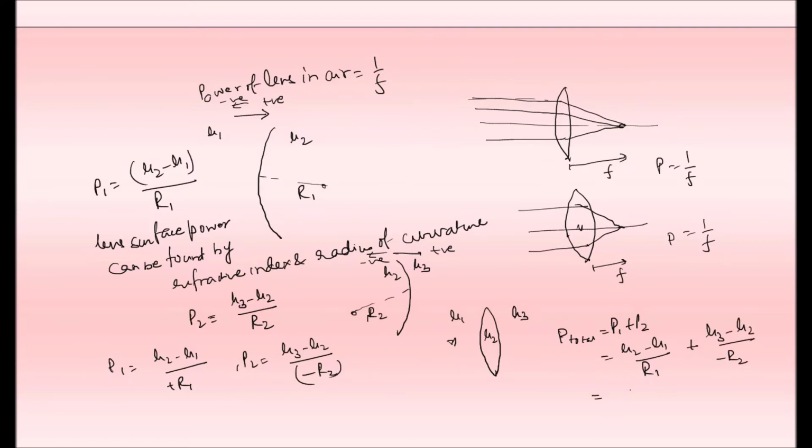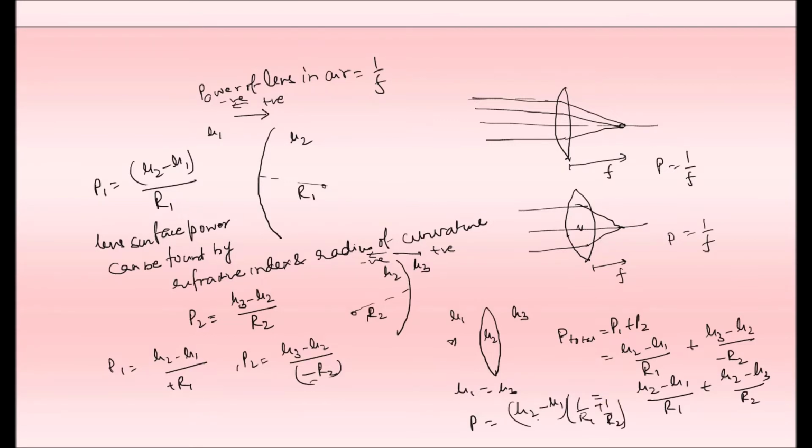So from there we get (mu2 minus mu1) by R1 plus (mu2 minus mu3) by R2. So this is our total power for this system. Now if I consider mu1 is equal to mu3, then we get power is equal to (mu2 minus mu1) into (1 by r1 plus 1 by r2).